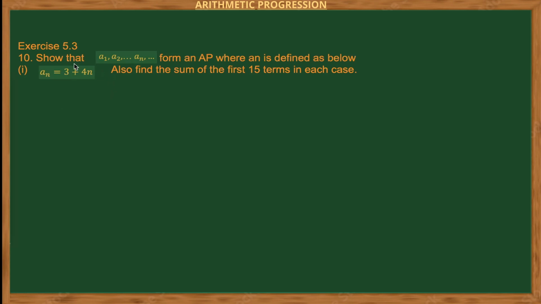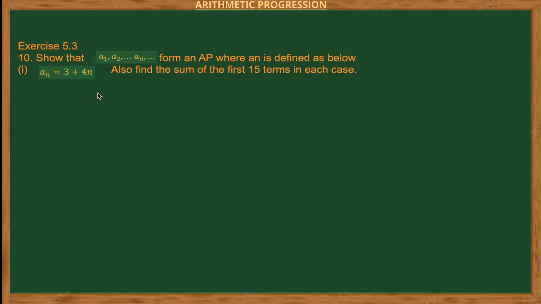Okay, so question 10 says show that a1, a2, an, so there is a sequence, forms an arithmetic progression where an is defined as below. What it is trying to say here is whether it is an arithmetic progression. So the nth term is defined as 3 plus 4n. Also find the sum of the first 15 terms in each case. To find the sum of the 15 terms, first of all we need to show that it forms an AP.